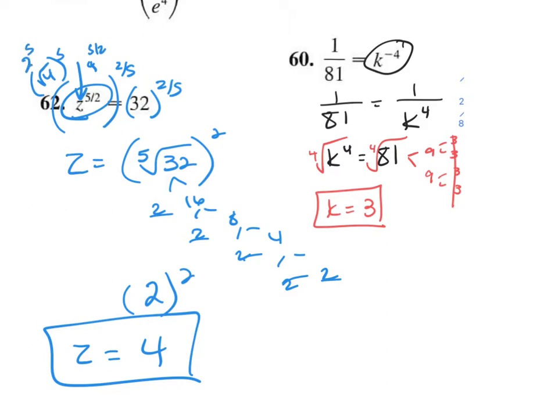Why did I square the 2, you mean? Yeah. So I raised it to the 2/5. The 5 becomes the index, but the 2 is still the exponent. So the 5th root of 32 is 2, and then I square it. Does that make sense? Okay.